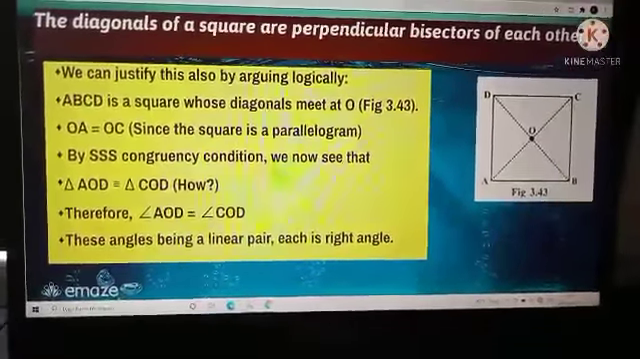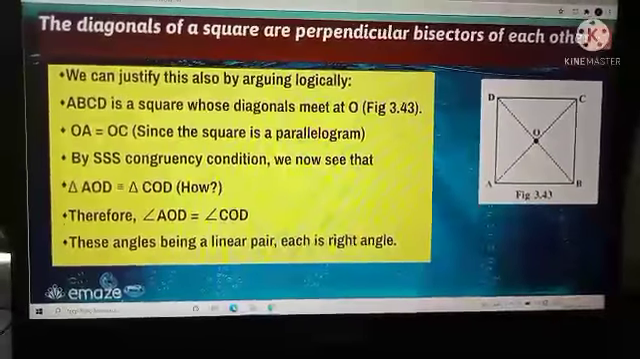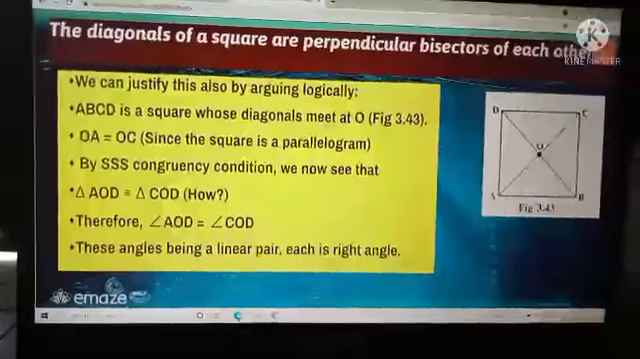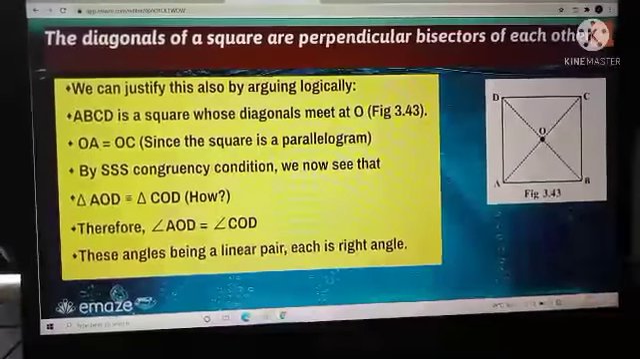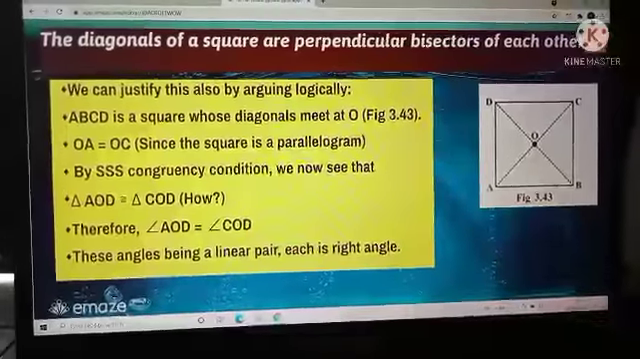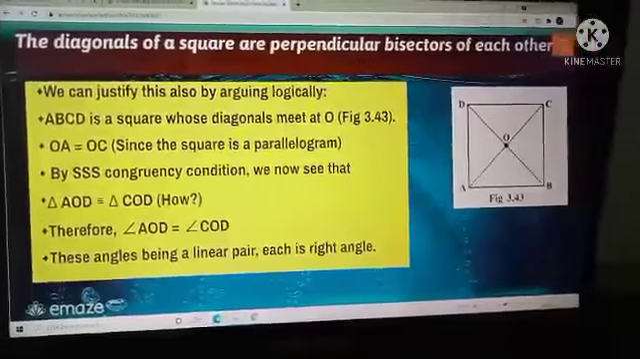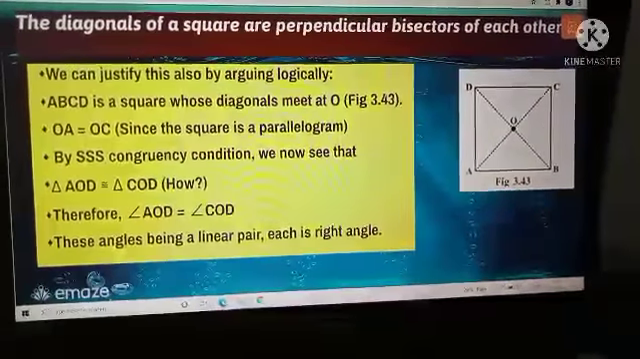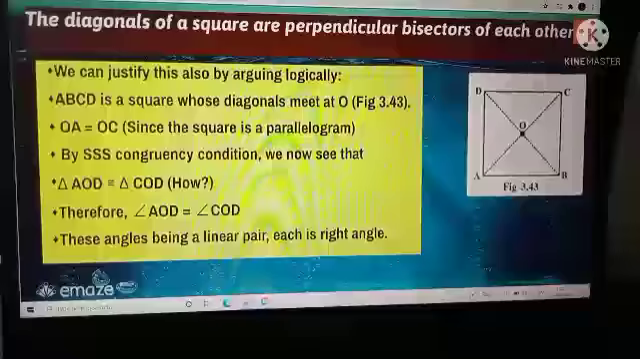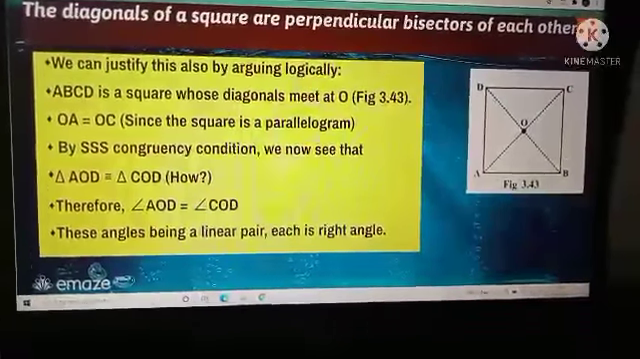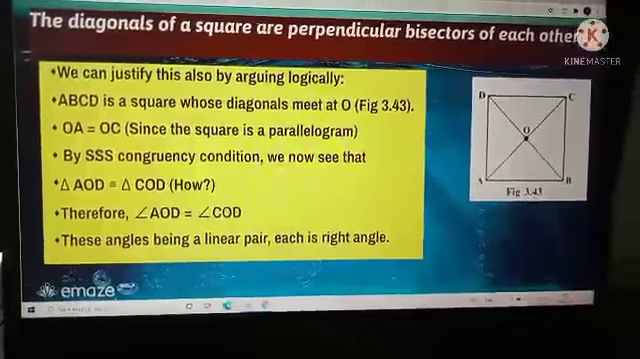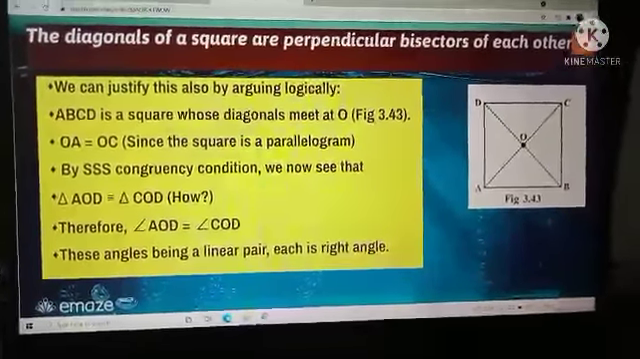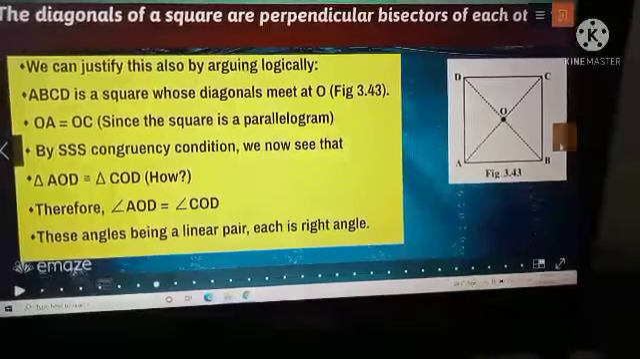How? Because in those triangles AOD and COD, OA equals OC, as diagonals bisect each other. And AD equals CD. Why? Sides of a square. Then what is the next side there? OD equals OD, common. Therefore, angle AOD is equal to angle COD, since the triangles are congruent. These angles being a linear pair, each is a right angle.